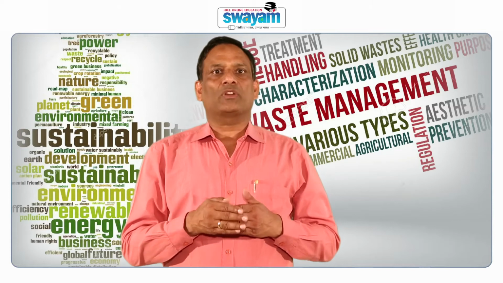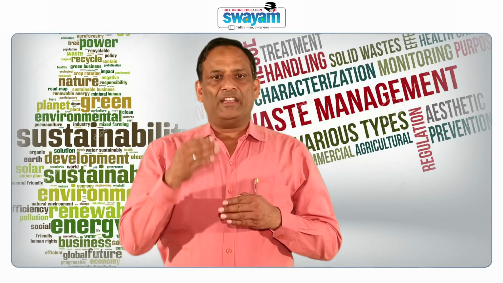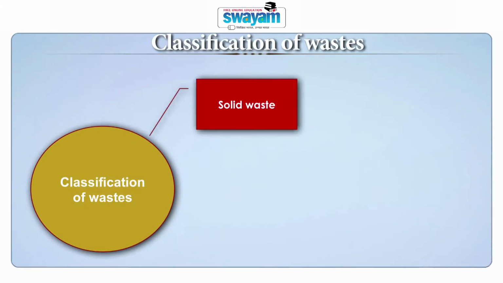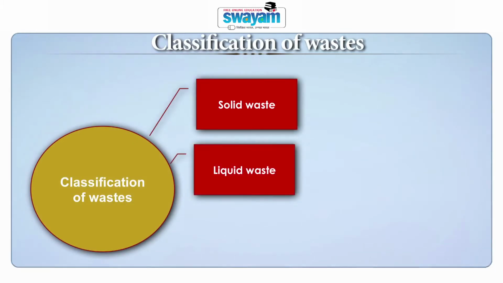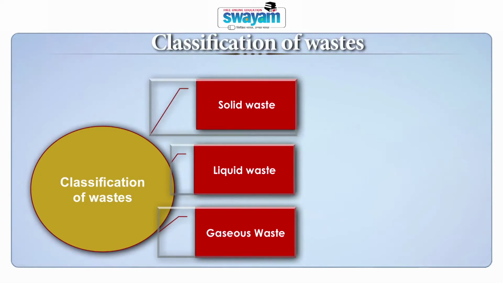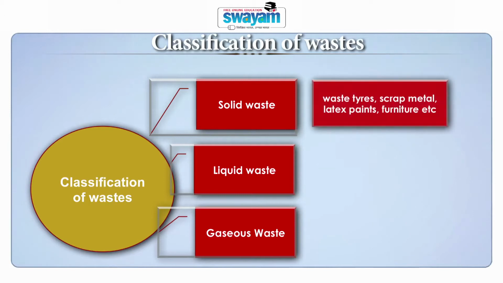Now let me try to classify the waste. Depending upon the phase, waste can be classified as solid waste, liquid waste, and gaseous waste. Solid waste, as the name indicates, is solid in nature. It also includes some liquid and semi-solid wastes. Examples of solid waste are waste tires, scrap metal, latex paints, furniture, etc.